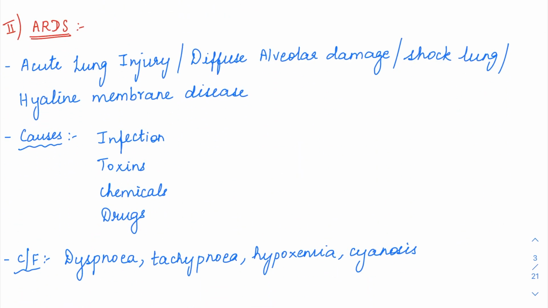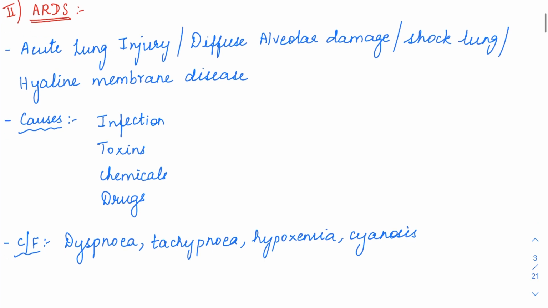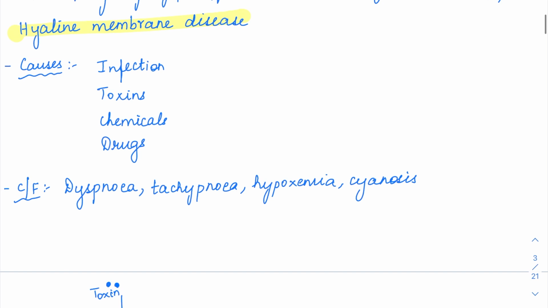So next we'll see about acute respiratory distress syndrome. It is also called acute lung injury, shock lung, diffuse alveolar damage, or most importantly, hyaline membrane disease. This hyaline membrane disease, the name for this is got because of the formation of hyaline membrane in this disease. There can be various causes of this acute respiratory distress syndrome. The most common of which will be septicemia, especially gram-negative organisms. So gram-negative septicemia will be the most common cause of this ARDS.